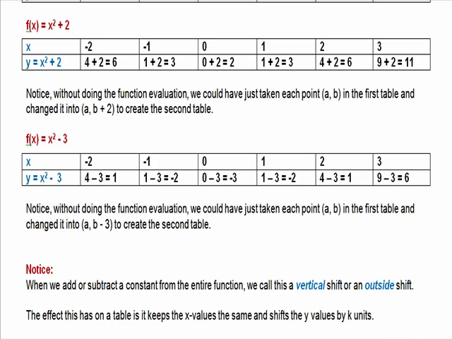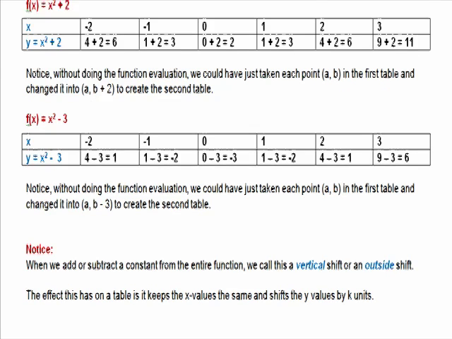Notice I did the same thing with f of x equals x squared minus 3. So again, I could get that table from the original table just by keeping the x's, since vertical shifts keep the x's, and just subtracting 3 from each of the y's. So again, without doing the function evaluation, we could just take each point (a, b) in the first table and change it into (a, b minus 3) to create the second table.